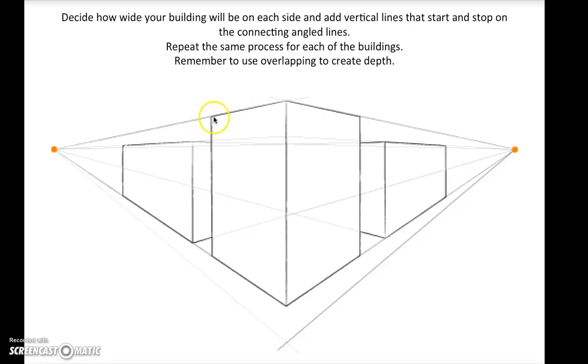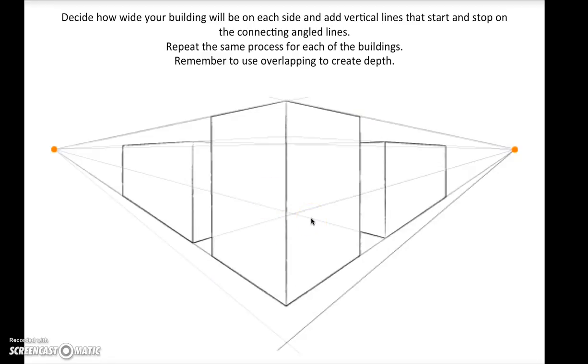I want to do the same thing over here. Choose a distance. It's up to you. It could be a longer building, it could be a shorter building. But start on that angled line and draw a line straight up and down that stops on the bottom. That's going to give me the basic shape for my building.